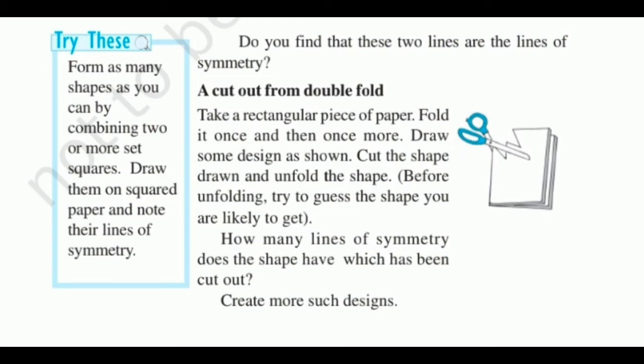A cutout from a double fold. Take a rectangular piece of paper, fold it once and then once more. Draw one design as shown. Cut the shape drawn and unfold it. Before unfolding, try to guess the shape you are likely to get. How many lines of symmetry does the shape which has been cut out have? Create more such designs.